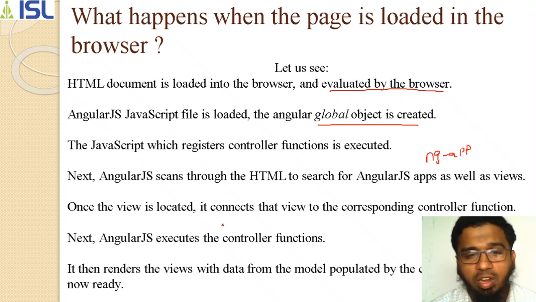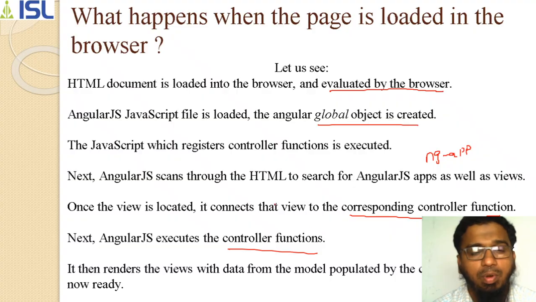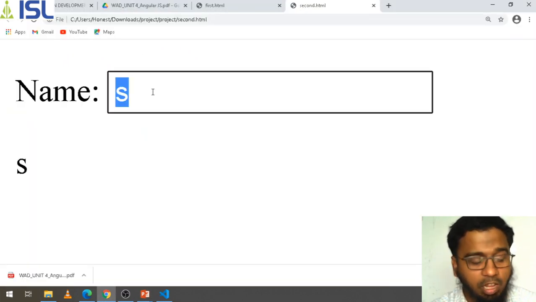Once the view is located, it connects that view to the corresponding controller function. It will look for the link and connect. Next, AngularJS executes the controller function. Whatever the controller function is, like in the previous example, whatever I was writing in the browser, that is the controller function. It then renders the view with data from the model populated by the controller. The page is now ready, meaning when you are getting the result, the page is ready.